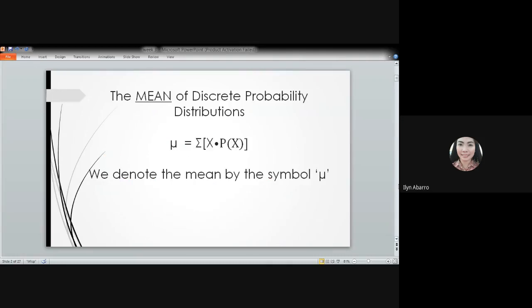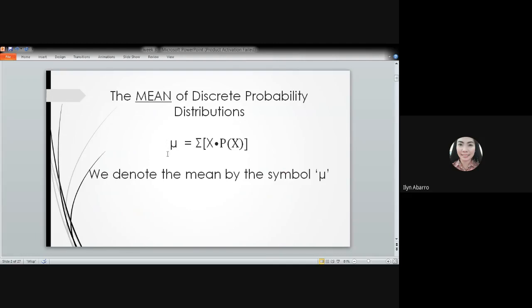So, let us have the formula for the mean. The mean of a discrete probability distribution is given by this formula. Here we have the Greek symbol mu. It means that this is mean. This is mean in English, but in Greek symbol, this is read as mu. So, parehas lang siya ng mean.